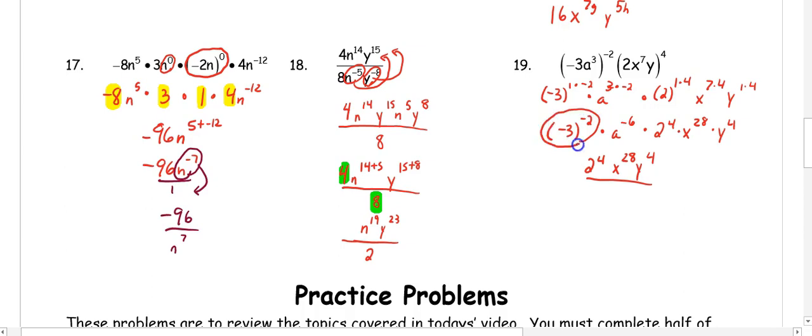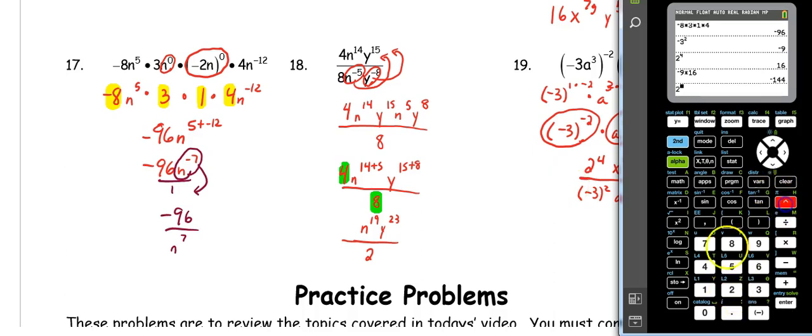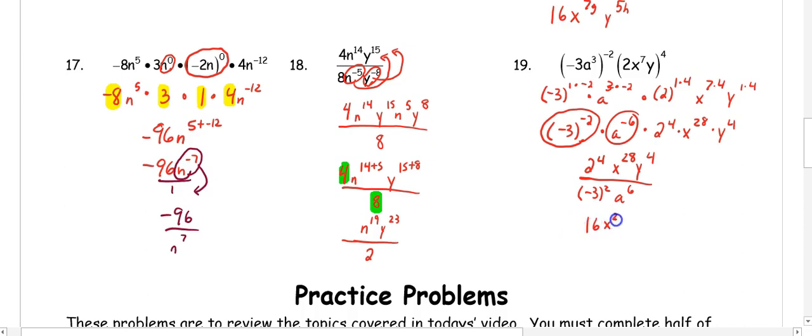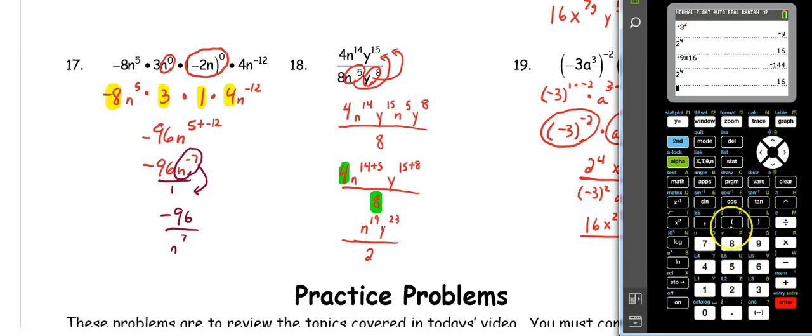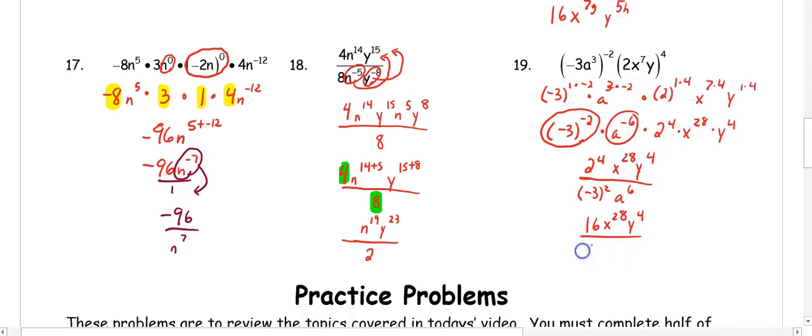But negative 3 in parentheses and a both have negative exponents, so they're going to move to the denominator. So we get negative 3 squared and a to the 6th. And remember, when we move these, they become positive exponents. So the last thing we can do then is we can evaluate 2 to the power of 4, which is 16. So we get 16x to the 28th, y to the 4th, and parenthesis negative 3 squared, which is 9, a to the 6th.